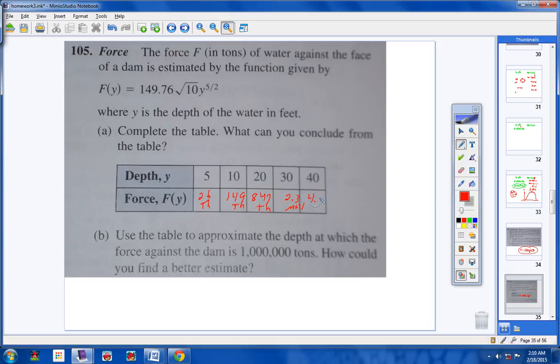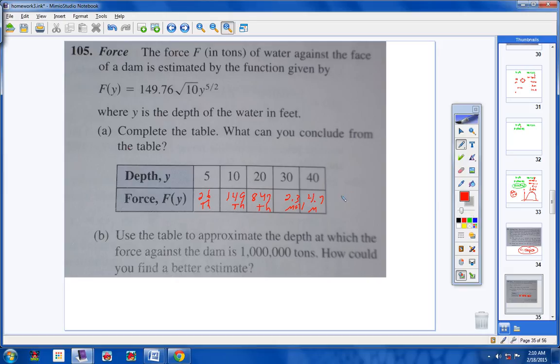Okay. Now, this is a pretty obvious question. What can you conclude from the table? Well, as the depth increases, so does the force, because the force has gotten higher and higher as the depth has gotten higher and higher. So that's a pretty simple question to answer.